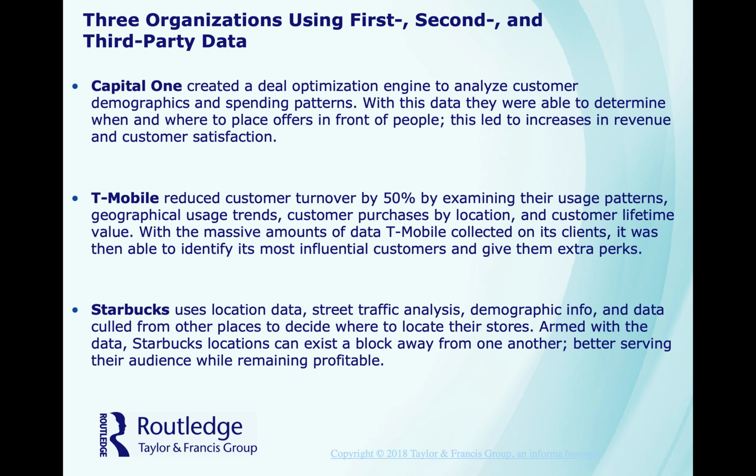T-Mobile is another one. They reduced customer turnover by 50% by examining their usage patterns and geographical usage trends, customer purchases by location, customer lifetime value. With the massive amounts of data that they've collected on their clients, they were then able to identify the most influential customers and give them extra perks, which goes back to that customer loyalty that we talked about in chapter 6.